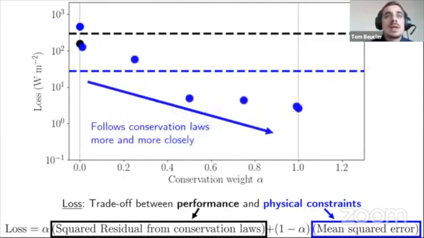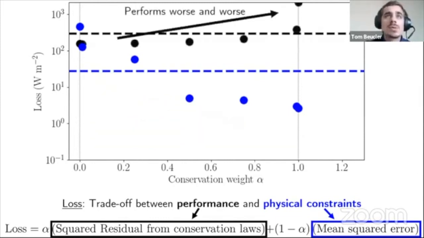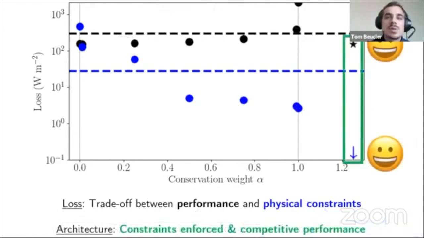And then as we enforce conservation with more and more weights in the loss function, we can see that the neural network follows conservation laws more and more closely, while it performs worse and worse. So there is a trade-off here. While if we enforce conservation laws in the architecture of the neural network, the constraints are enforced within machine precision and we get competitive performance, which we're quite happy about.